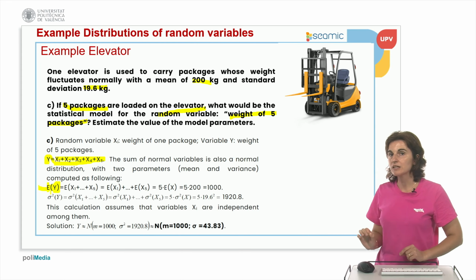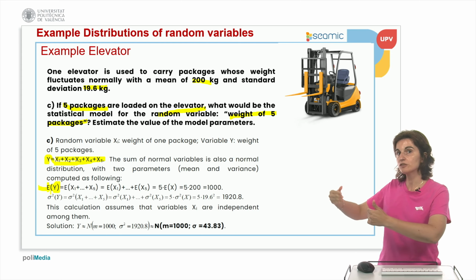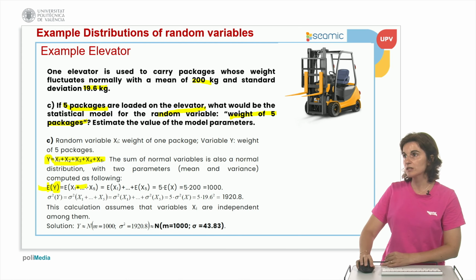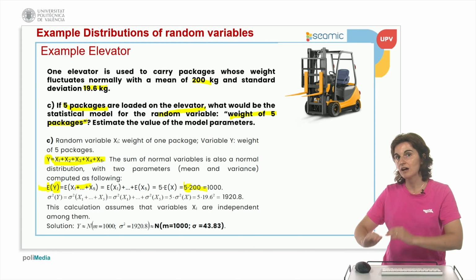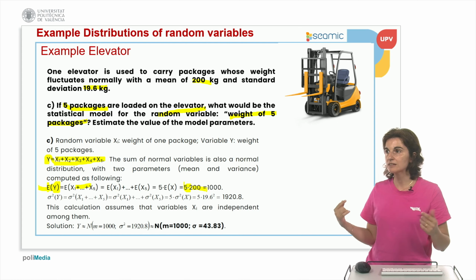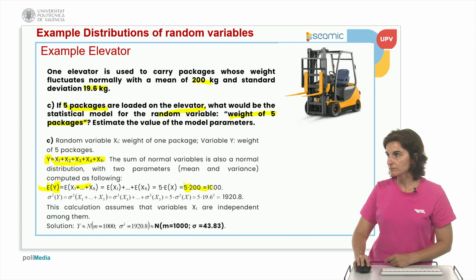And this can be obtained as the mathematical expectation of the addition of each of the variables, so the mathematical expectation of x1 to x5. In the end, it's going to be the addition of 5 times 200 kilograms, which was the average value for a package. So on average, we know that this y variable has a mean of 1000.